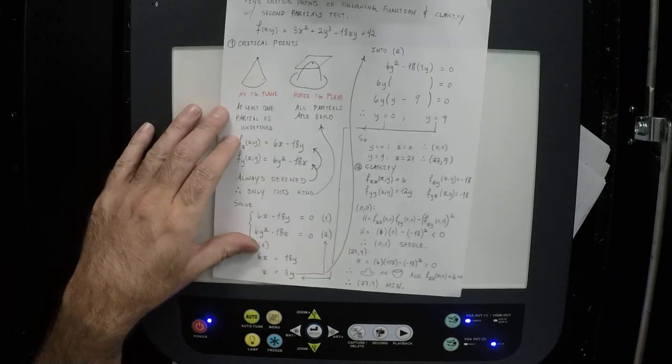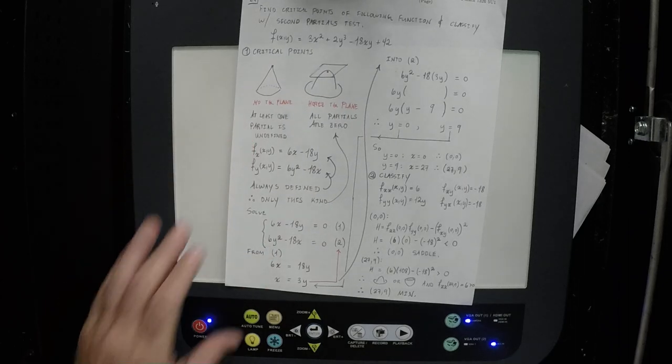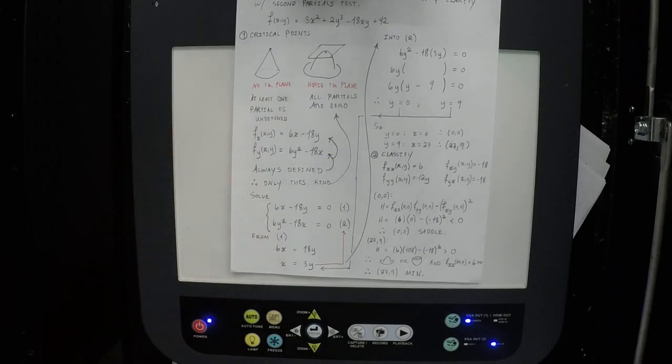Okay, so it's a nice problem. Among the things I want you to take away is that you've simply got to know the way the second partials classification works. How to tell if it's a saddle or an extremal point, and then if it's an extremal point, which one is it? Is it a max or a min? You've got to be able to navigate that flowchart.